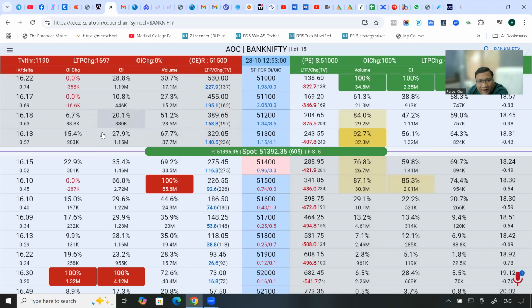If the 51,300 call OI increases, then there is a chance that 51,000 levels might be tested. Otherwise, this is range bound. There is a chance of a trend below 51,300 and above 51,500. Till that time, it is going to remain range bound.